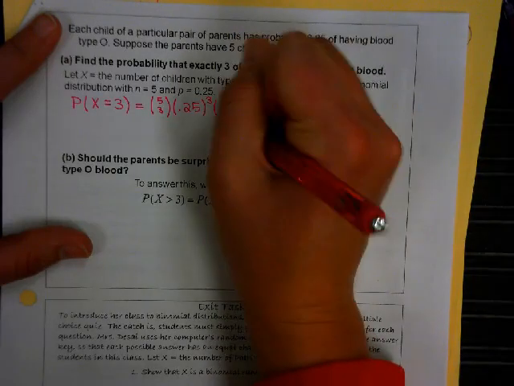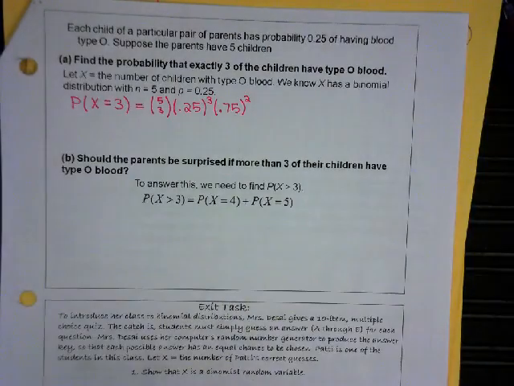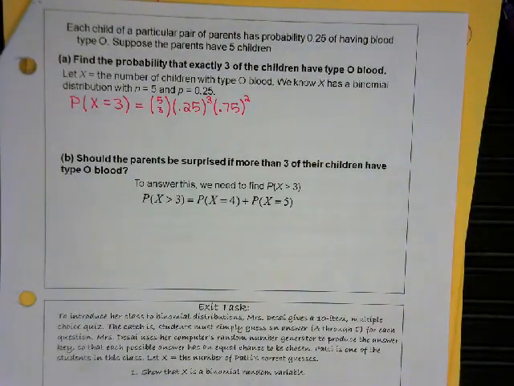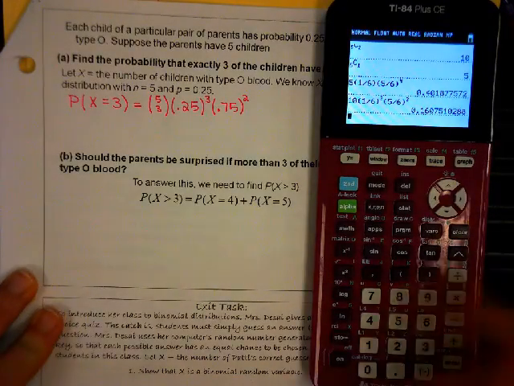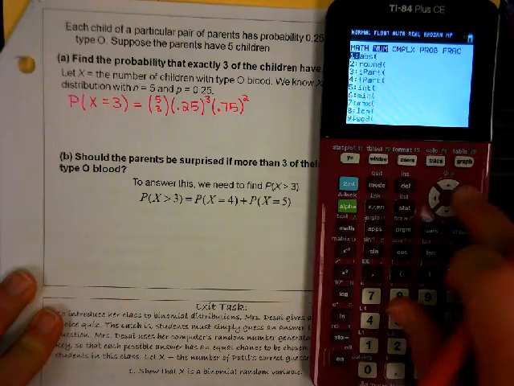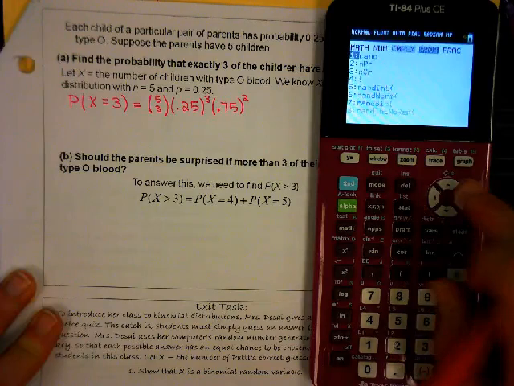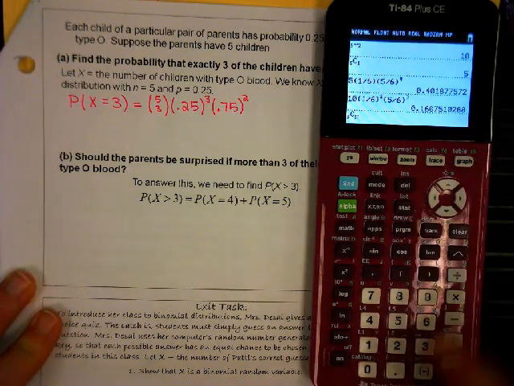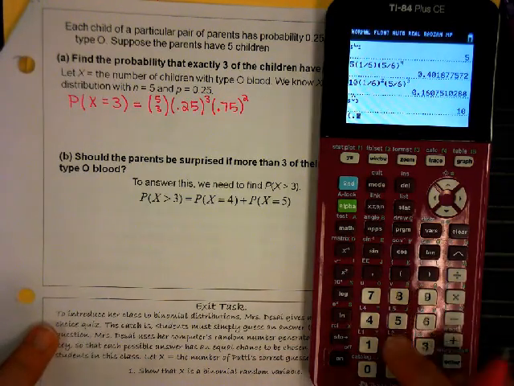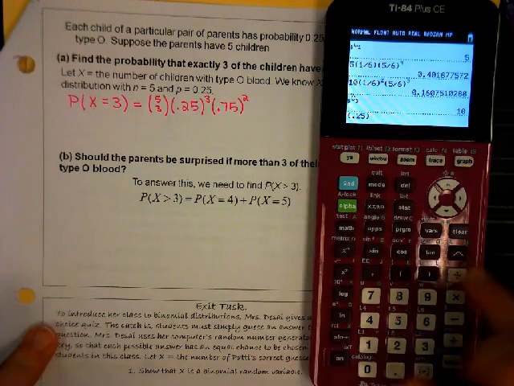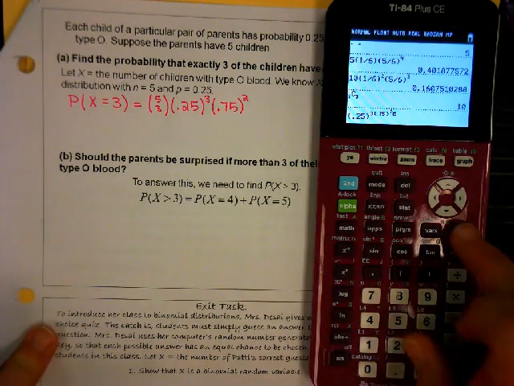So I need to figure out 5 choose 3, oops, I hit the wrong one. 5 choose 3 is 10. And then I have 0.25 to the third times 0.75 squared. Sorry, I left it all in the exponent position. Squared. And then I want that multiplied by 10. So we get 0.088 when I round.